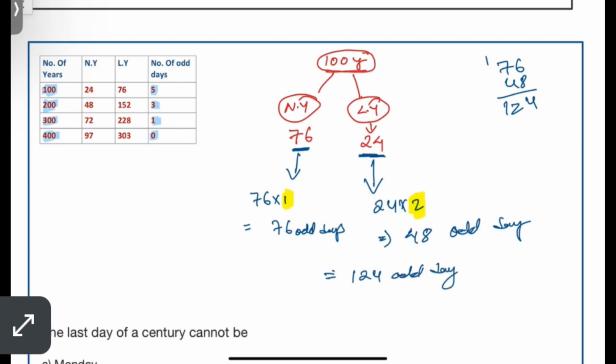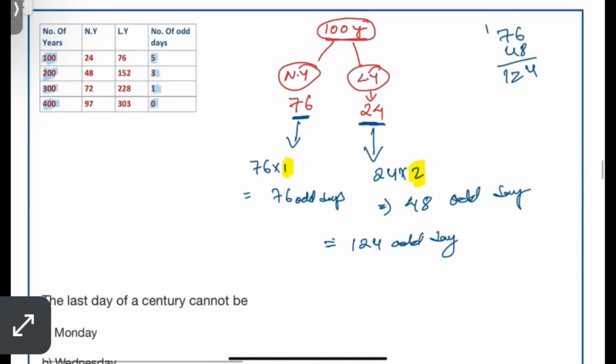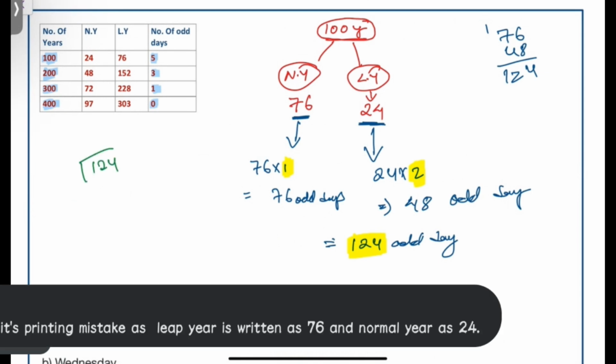But we know from earlier that I need to convert this in terms of weeks. So I'll divide 124 in terms of weeks.